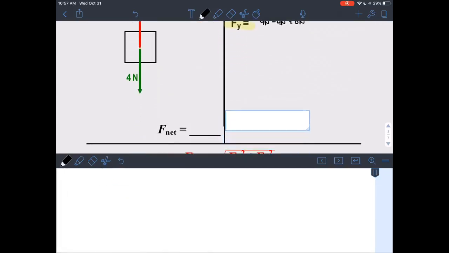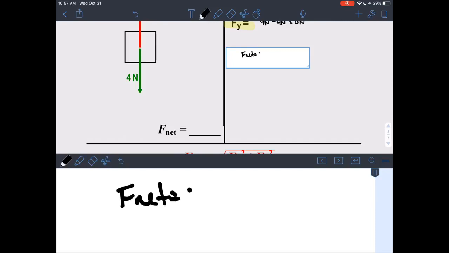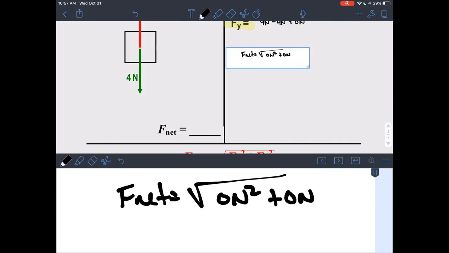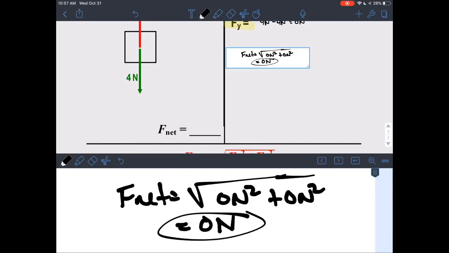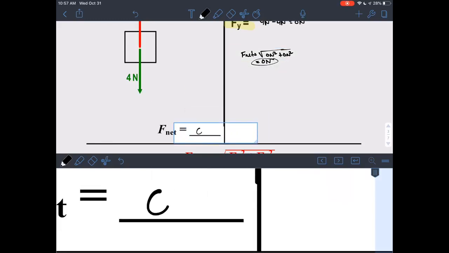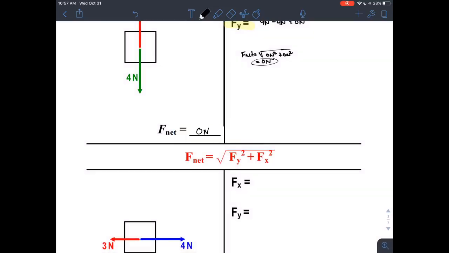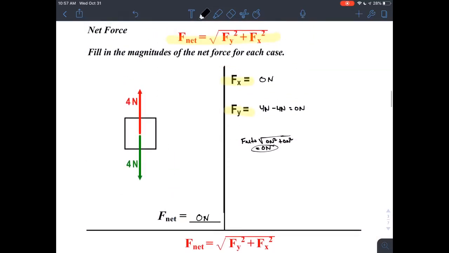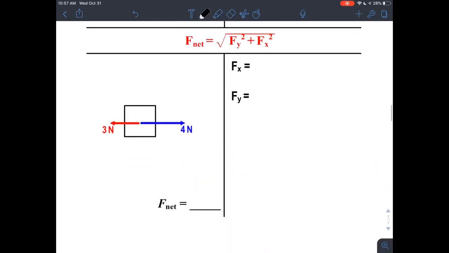So to do our F net equation, we are going to do F net equals the square root of 0 newtons squared plus 0 newtons squared, which is 0 newtons for our F net. So in this case, we see that our forces cancel. There are no horizontal forces, so our net force is 0. This object is in equilibrium.